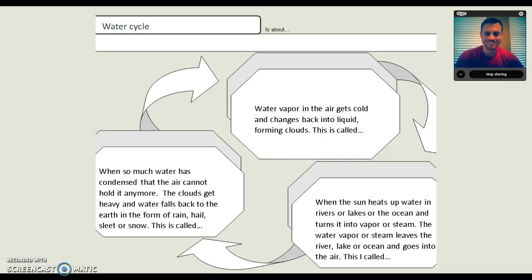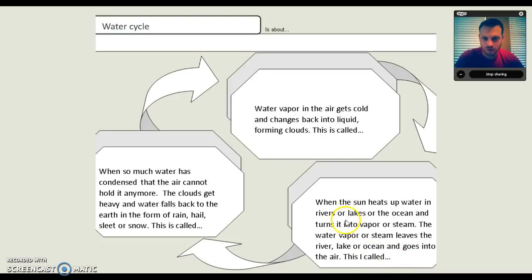Good job. And then here, tell me what the water cycle is about. The water cycle is about distributing fresh water over the world. That is right. Now, we're just going to read these definitions, and you are going to tell me which goes with which. So, when the sun heats up water in the rivers or lakes or the ocean, and it turns it into vapor or steam, what process is that called?